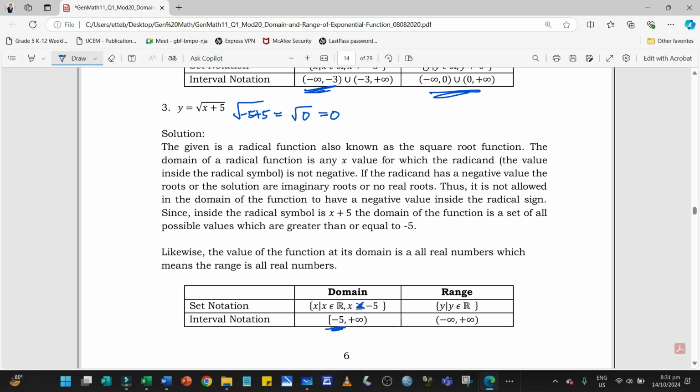Why less than negative 5? What are the numbers less than negative 5? We have negative 6, negative 7, negative 8. If we substitute negative 8 plus 5, it will become the square root of negative 3. Now we have an imaginary number, which is another type of number, a complex number, not a real number. That's why we stop at negative 5 to positive infinity for the domain.